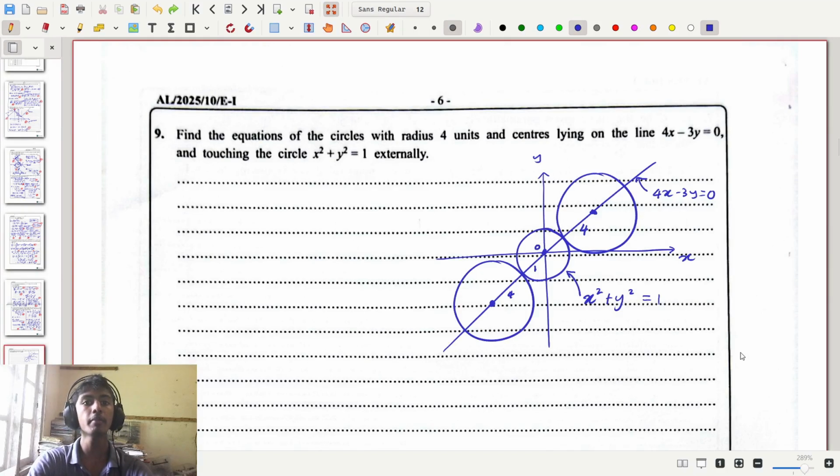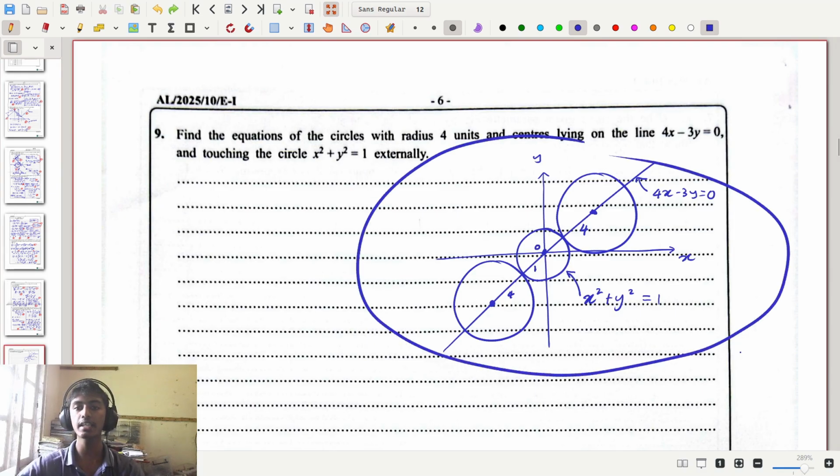2025 A-Level Combined Mathematics Paper 1 Part A question number 9, the circle question. This question says, find the equation of the circles with radius 4 units and centers lying on the line 4x minus 3y equals 0 and touching the circle x squared plus y squared equals 1 externally.